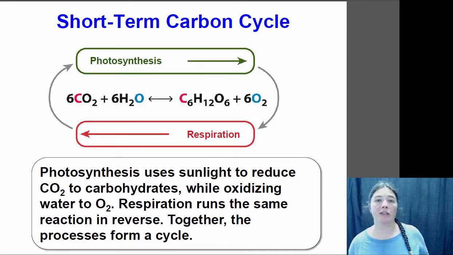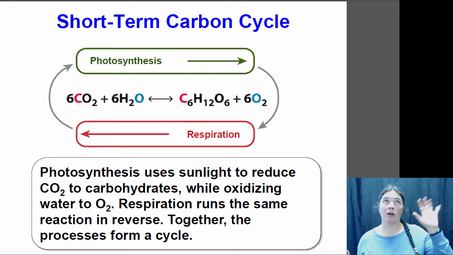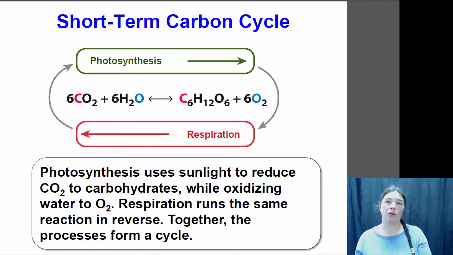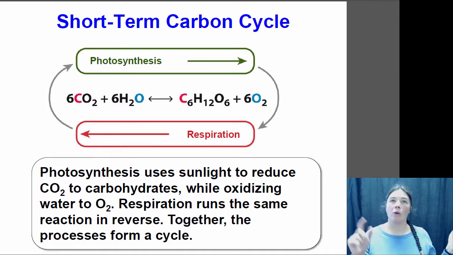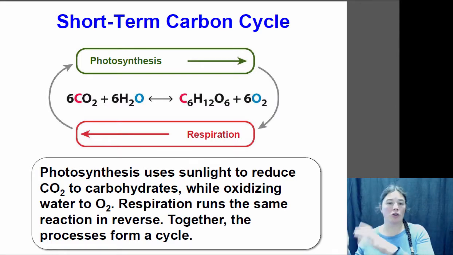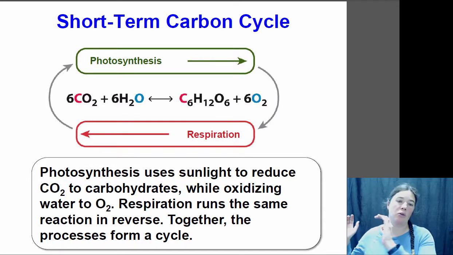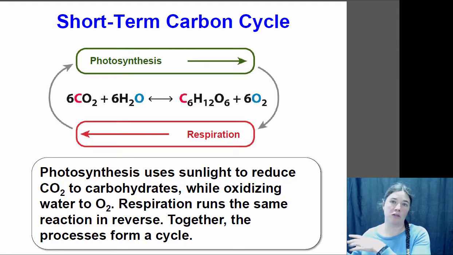During photosynthesis, you have 6 carbon dioxide molecules that are combined with 6 water molecules to create a single sugar molecule and 6 oxygen. So when you're going through photosynthesis, you go from carbon dioxide and water to sugar and oxygen. And then if you want to break down those sugars and turn them back into energy that you can use for things, you take your sugar and your 6 oxygen molecules and you turn it back into carbon dioxide and water.